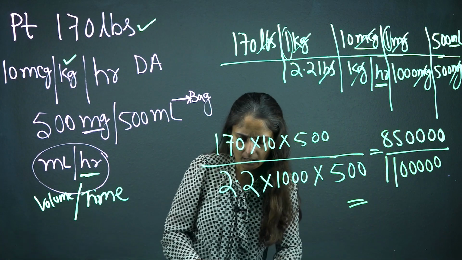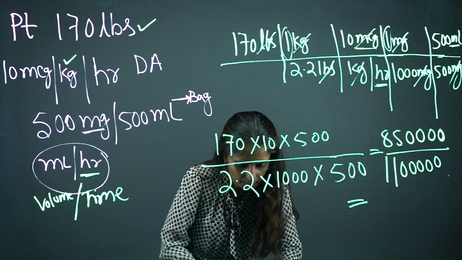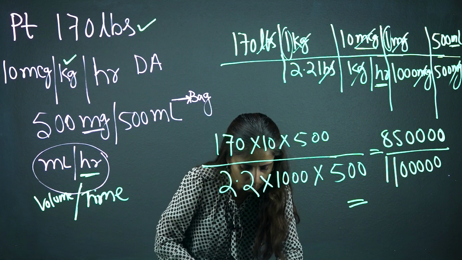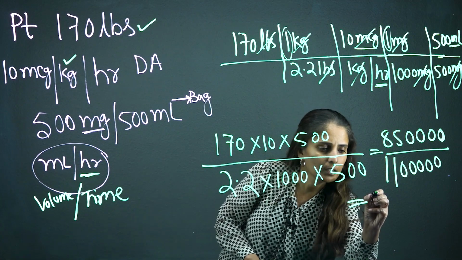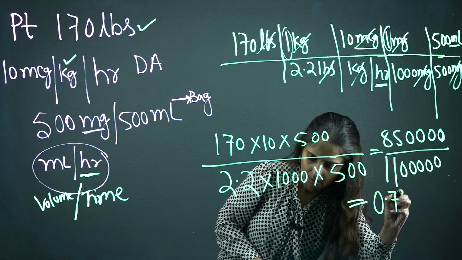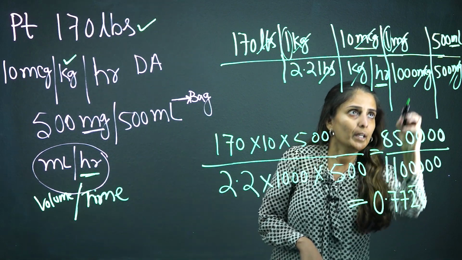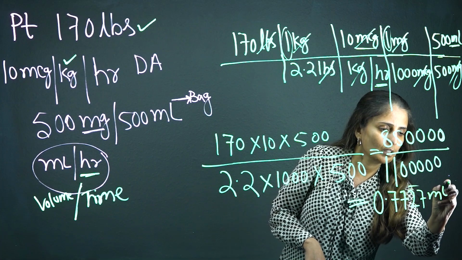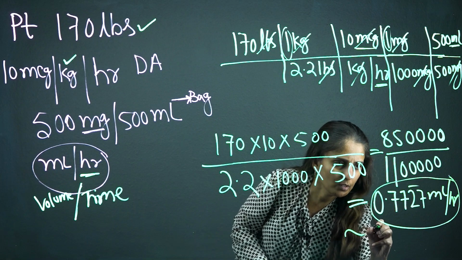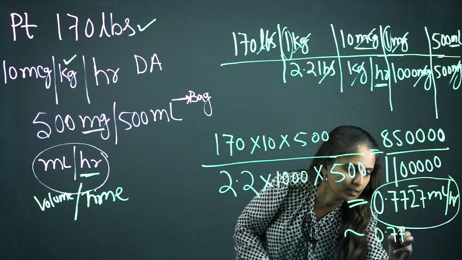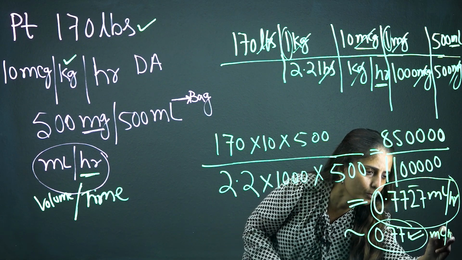And then you should get, so second, 850,000 divided by the second answer. So you should get 0.772, and it carries over mLs per hour. So that should be your final answer. You can actually round this to 0.77. So technically this should be your final answer. Don't forget your units, mLs per hour.